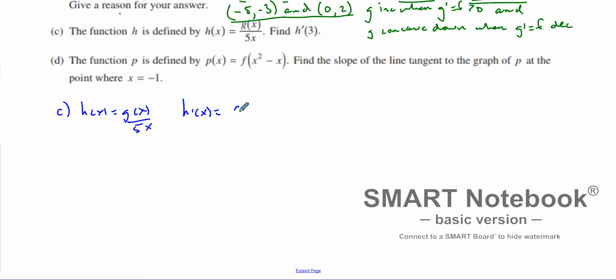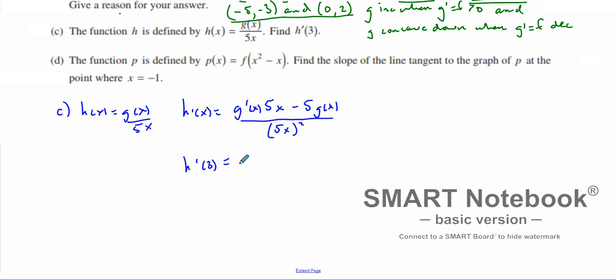So we take the derivative of the top, which is g prime of x, times the bottom, which is 5x, minus the derivative of the bottom, which is 5, times the top, which is g of x, all over 5x, that quantity squared. Okay, so now we're going to use this to find out g of 3.